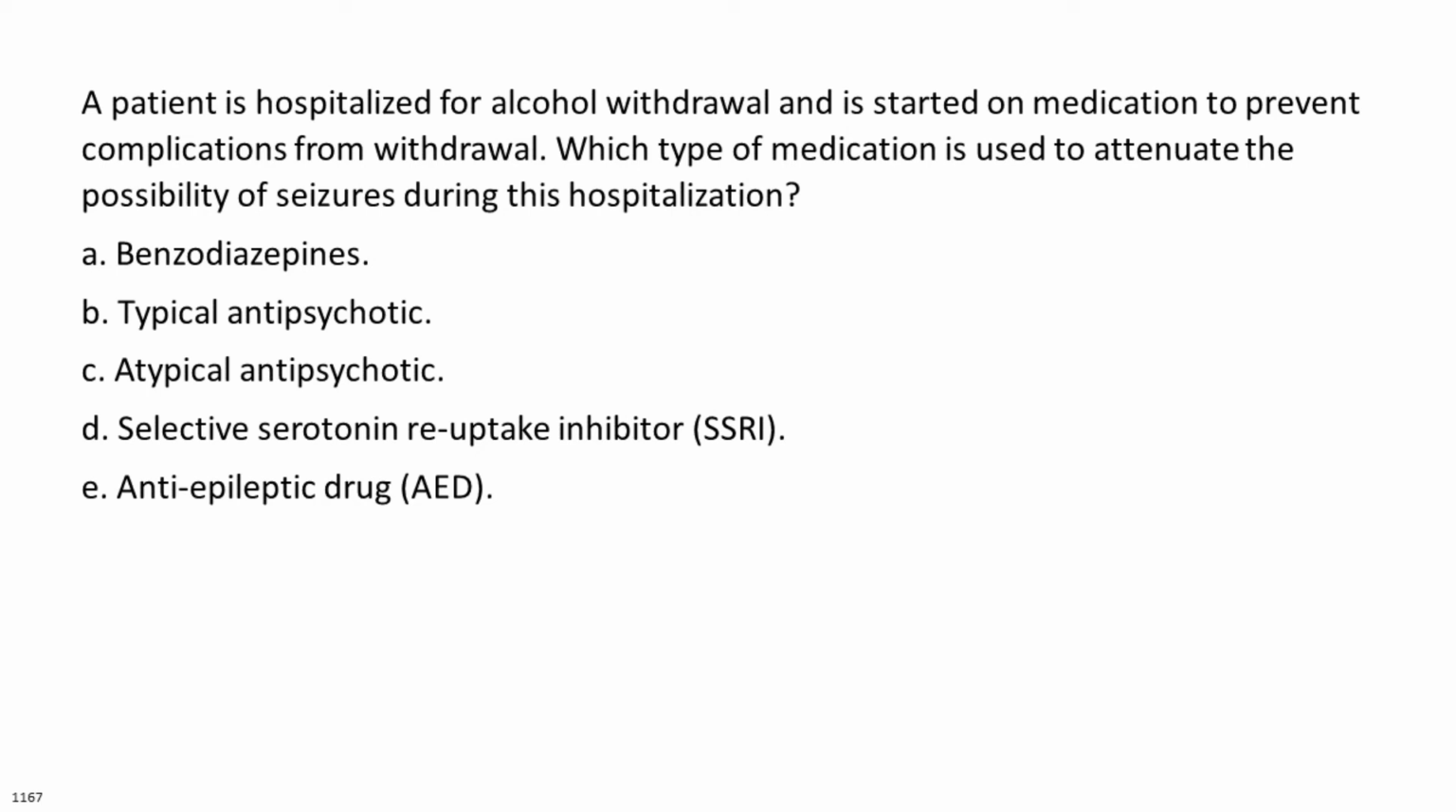A patient is hospitalized for alcohol withdrawal and is started on medication to prevent complications from withdrawal. Which type of medication is used to attenuate the possibility of seizures during this hospitalization? A. Benzodiazepines. B. Typical antipsychotic. C. Atypical antipsychotic. D. Selective serotonin reuptake inhibitor, SSRI. E. Antiepileptic drug, AED.